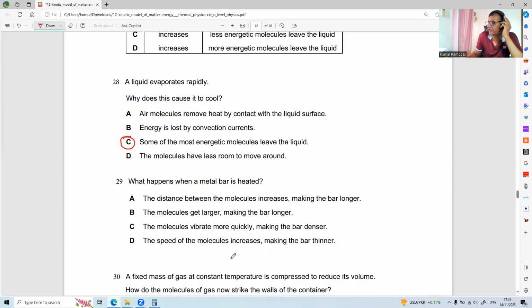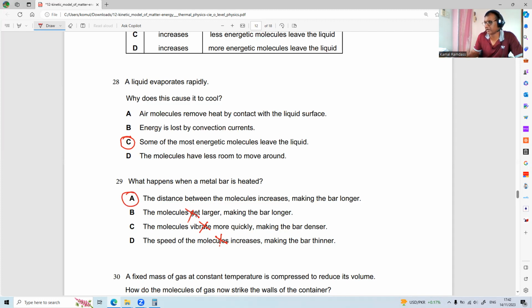What happens when a metal ball is heated? The distance between the molecules increases, making the ball longer. The molecules get larger. Vibrate more quickly, making the ball denser. No, the ball cannot become denser. The speed of the molecule increases, making the ball thinner. No. The distance between the molecules increases, making the ball longer. The ball expands because it vibrates with greater amplitude. Once it vibrates with greater amplitude, the distance between the molecules increases. Therefore, the ball becomes longer, larger, wider, etc.